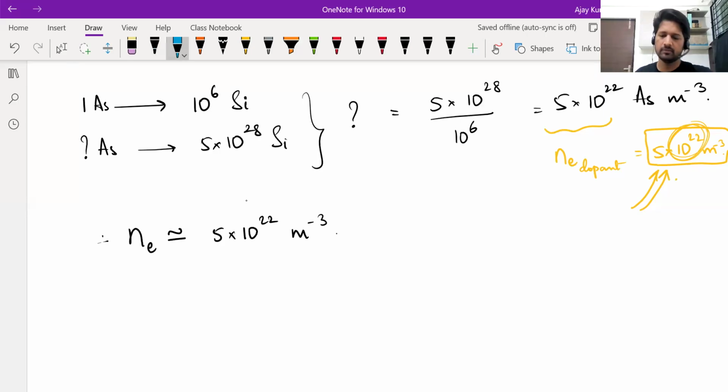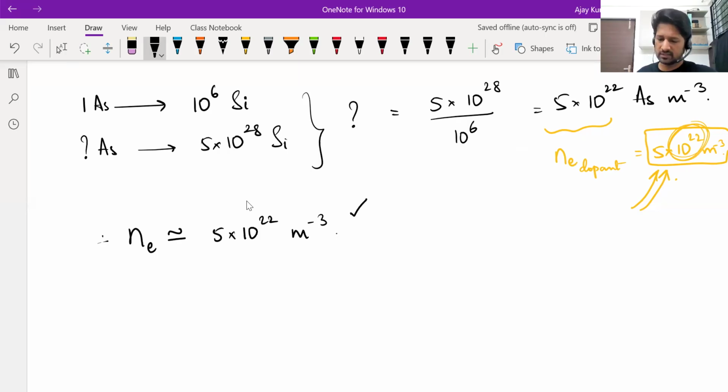So this is one thing you need to remember. Once you dope an intrinsic semiconductor with a pentavalent impurity, the concentration of electrons will be equal to the concentration of the pentavalent impurity. And you can think of it the other way also. If you dope silicon with a trivalent impurity, it brings holes. So after doping, the concentration of holes will be the concentration of the trivalent impurity itself. This is how you find out Ne first. So one of the charge carrier concentrations after doping you can find out just by knowing the dopant concentration.